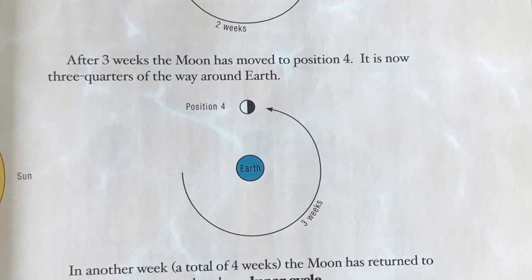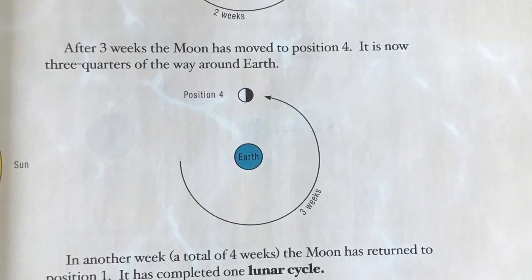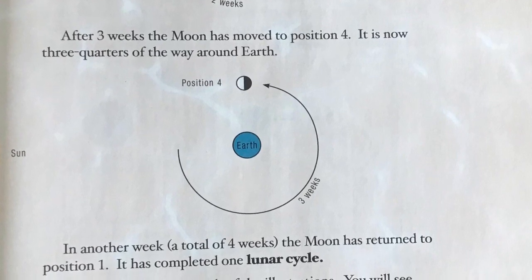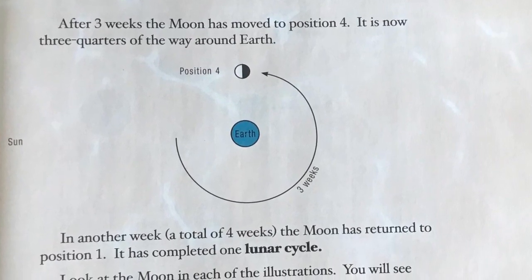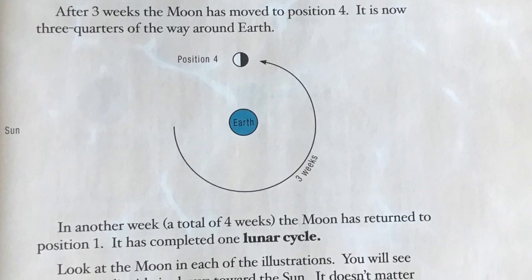Look at the moon in each of the illustrations, and you'll see that the sunlit side is always towards the sun. It doesn't matter where the moon is in relation to the Earth. The moon's bright side is always towards the sun.